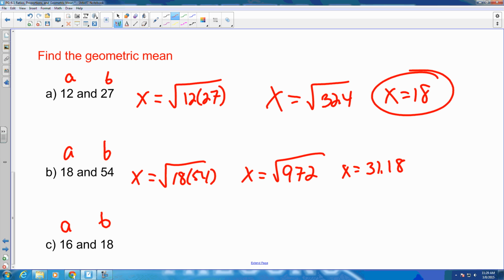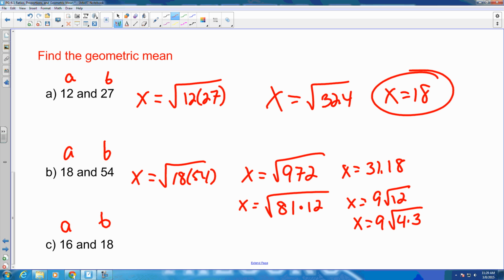let's see here. First off, I can say that x equals the square root of 972, which is 81 multiplied by 12. And I know that the square root of 81 is 9, so x equals 9 times the square root of 12. But 12 is 4 times 3, and the square root of 4 is 2. So I can say that x would equal 18 times the square root of 3.